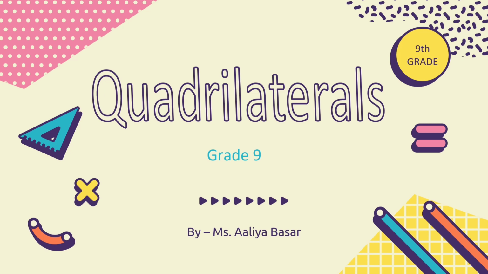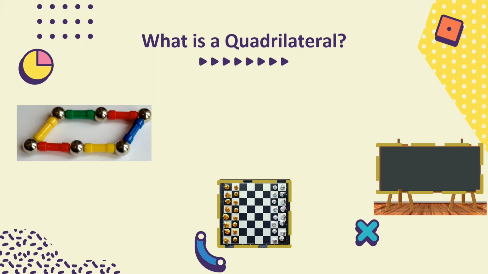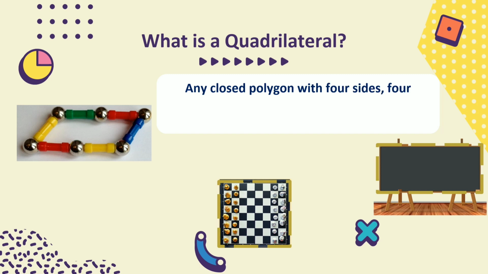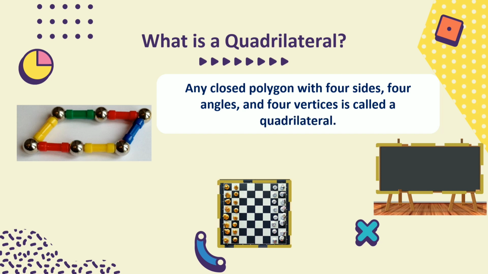So just recall what is a quadrilateral. Any closed polygon with 4 sides, 4 angles and 4 vertices is called a quadrilateral. There are a few pictures over here. If you see a chessboard, it has 4 sides. A TV, it has 4 sides. So any closed figure with 4 sides, 4 vertices and 4 angles is called a quadrilateral.